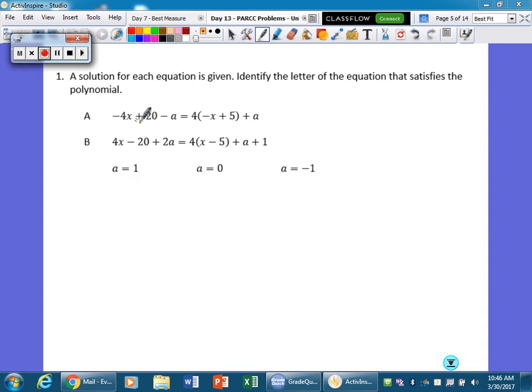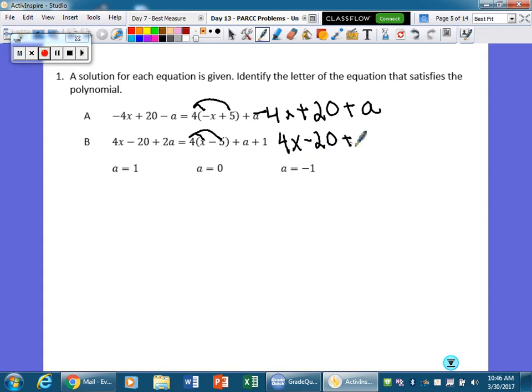So I can't simplify the left side, but I can distribute. So it's going to become -4x plus 20 plus a. There we go. And then I'm going to do the same thing with this side. Can't do anything with the left-hand side, but I can simplify this side. So 4x minus 20 plus a plus 1. Now I can do it even more: 4x minus 19 plus a. I got 19 by doing -20 plus 1.